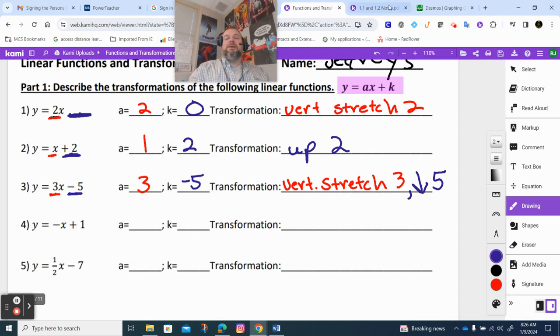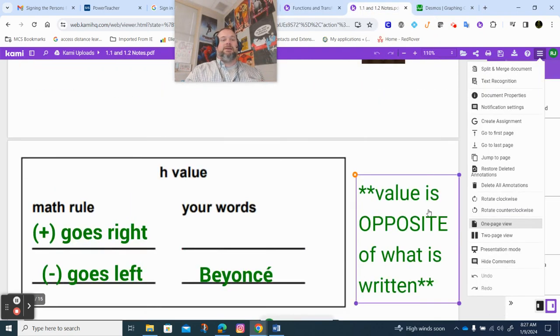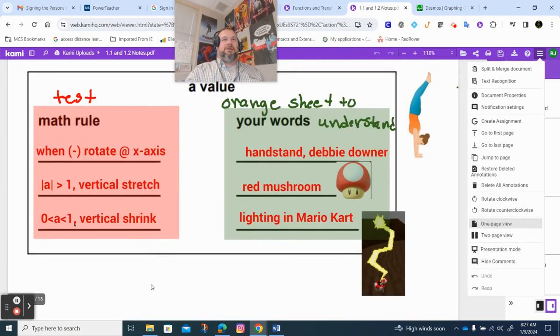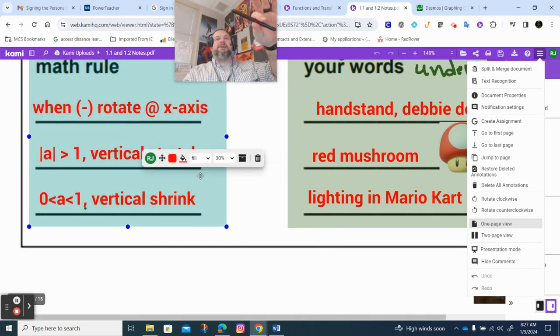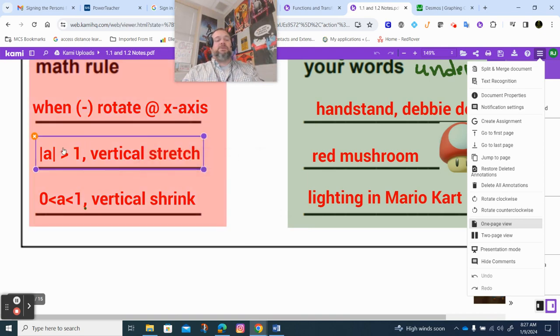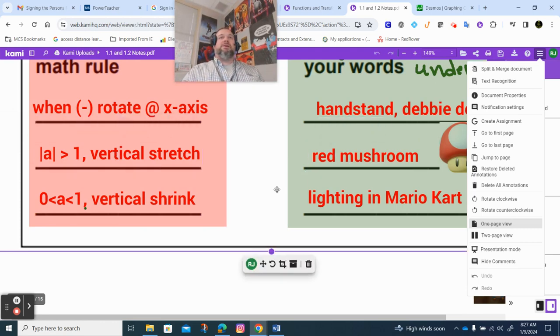Okay. Look at your notes from yesterday. Do you have your notes from yesterday? Okay, well, hang on a second. I can show you. This is what we took down yesterday. See how it says vertical stretch? When a is bigger than 1, it's a vertical stretch. That's that red mushroom.